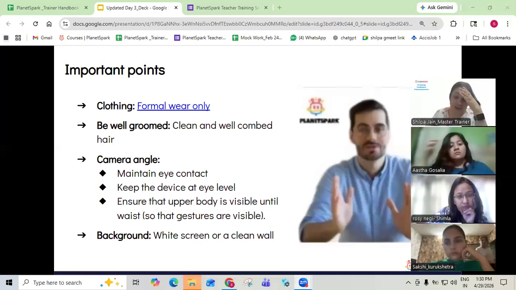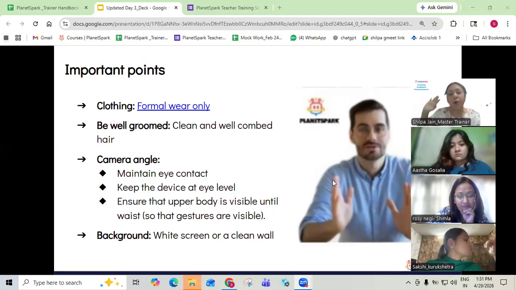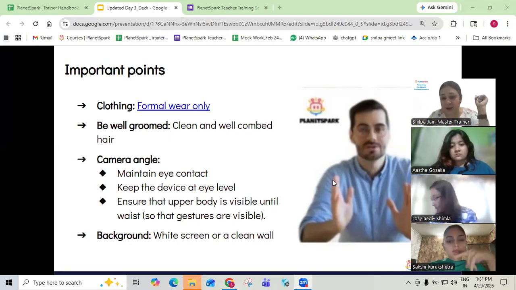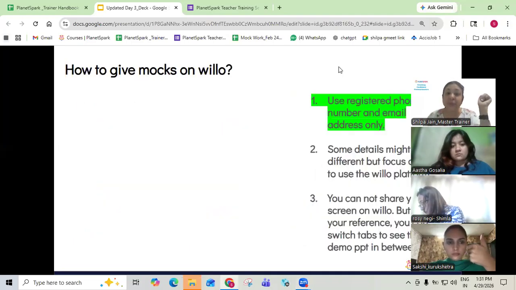Everyone, Ayush, Preeti. Another thing, Willow will not allow you to use any background or blur your screen. So please make sure it's either a clean wall or a white screen behind you. Like Sakshi, the background right now, I can see some curtains and some light. Please make sure that should not be the case. It should be a clean wall or a white background behind you.